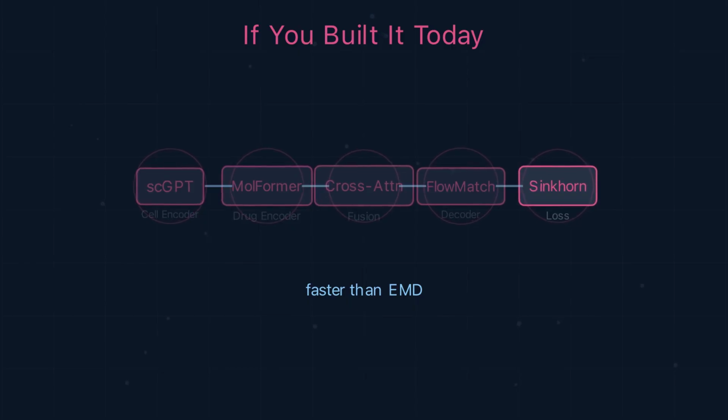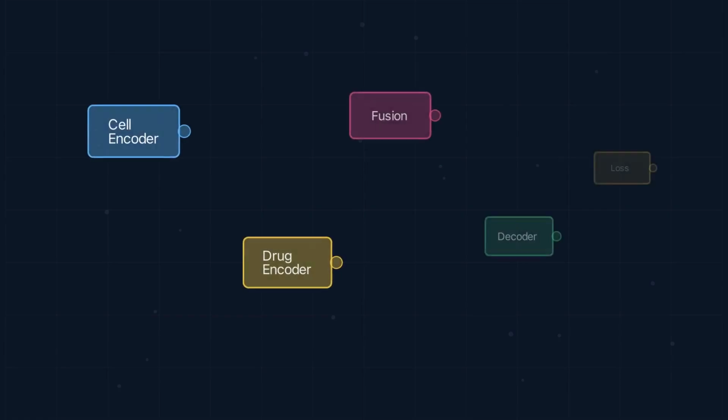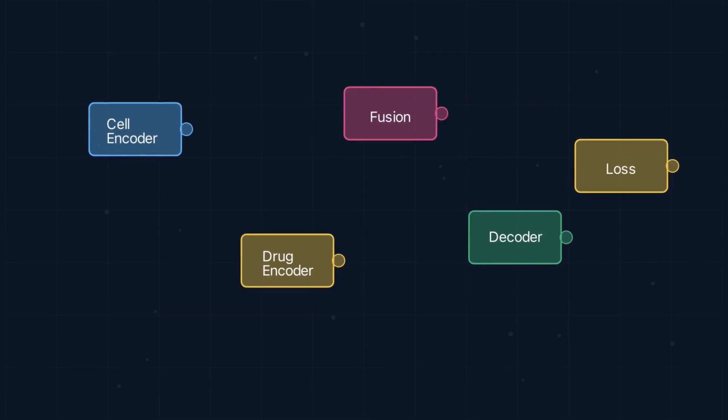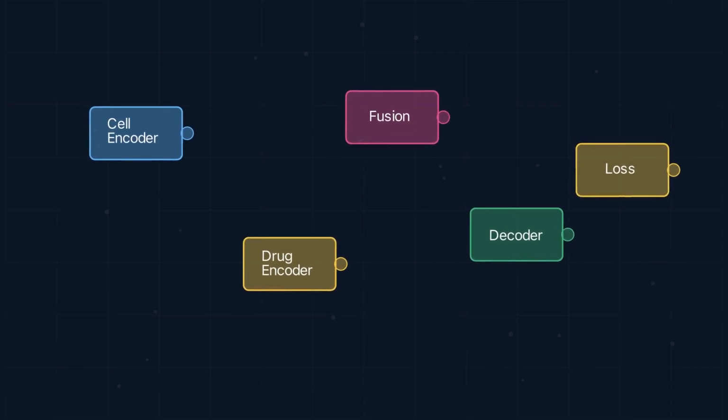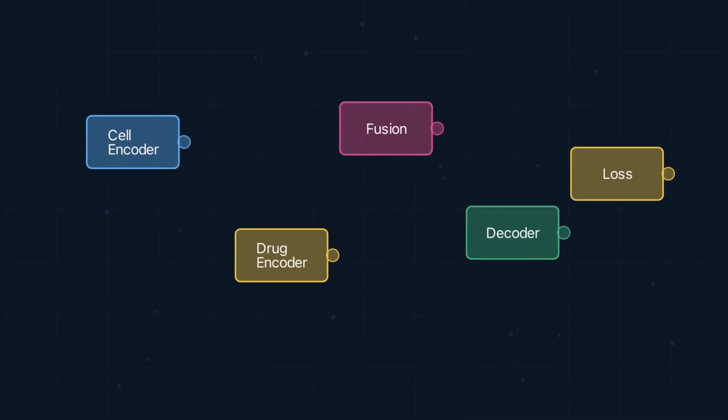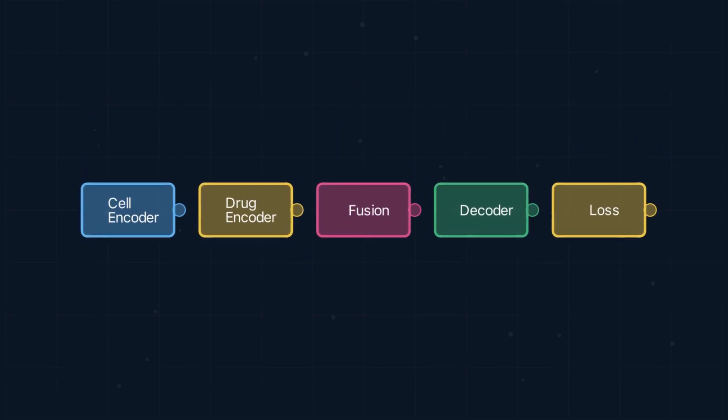Imagine 5 puzzle pieces, each from a different box. A cell encoder trained on millions of cells. A drug encoder trained on billions of molecules. A fusion layer, a decoder, a loss function, each designed independently by different teams. But they were all built to the same standards. The edges align. The interfaces match. They snap together into a single coherent pipeline.